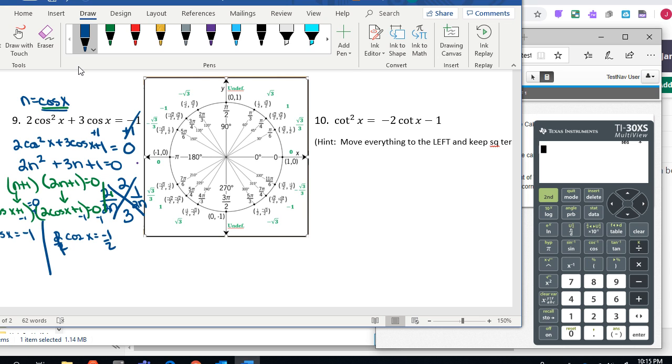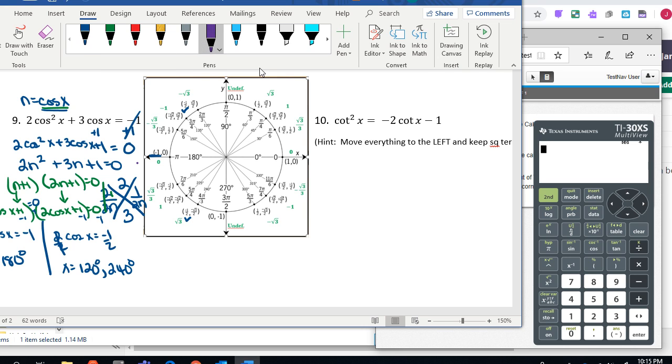So where is cosine negative 1? Cosine is negative 1 only here. That's only at 180 degrees. And here, cosine is negative 1/2. So here's a negative 1/2, and here's a negative 1/2. So this one is at 120, and here it's at 240.